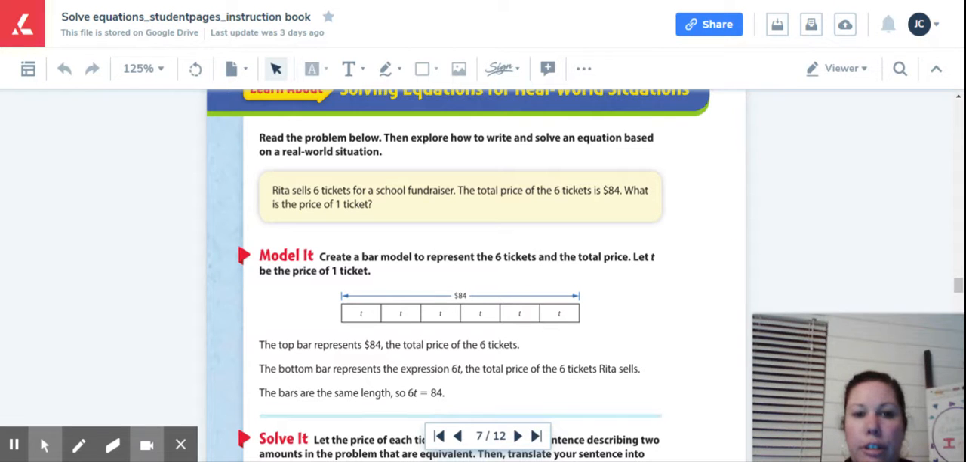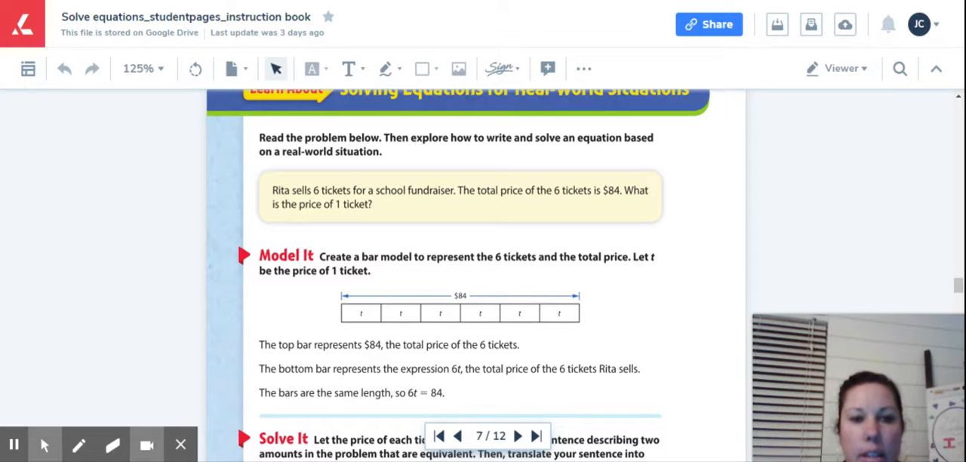Good morning, sixth graders. Today we are continuing to learn about how to solve algebraic equations. We have learned about how to add and subtract. We have learned how to multiply, and now today we are going to learn how to divide them. All right, so let's go ahead and get started. We are on page 196 of your book, please.